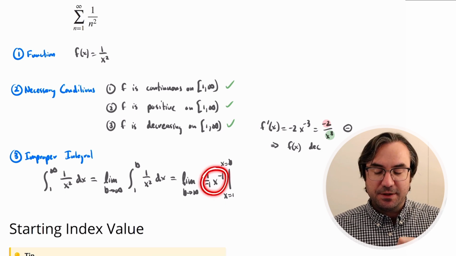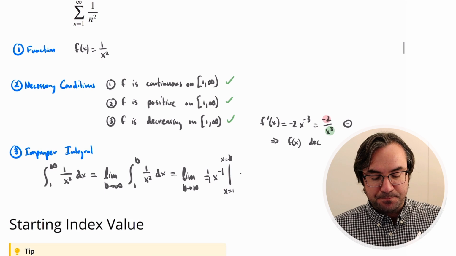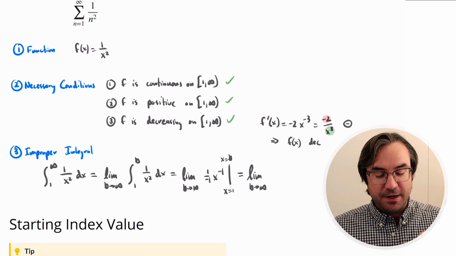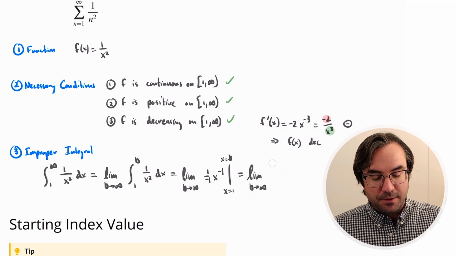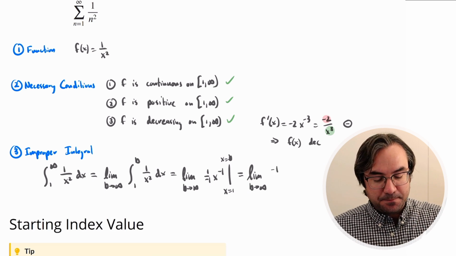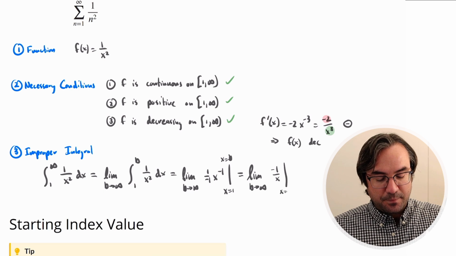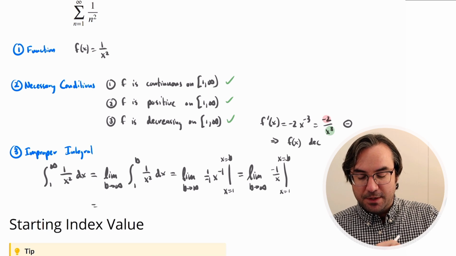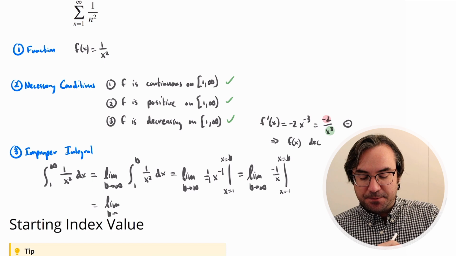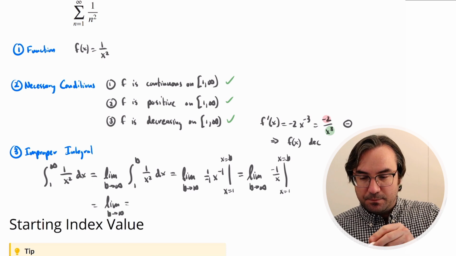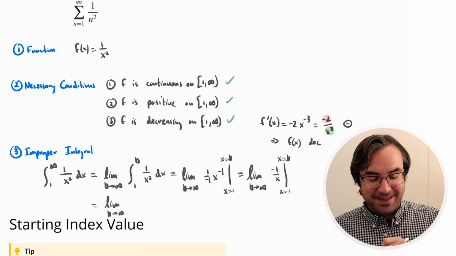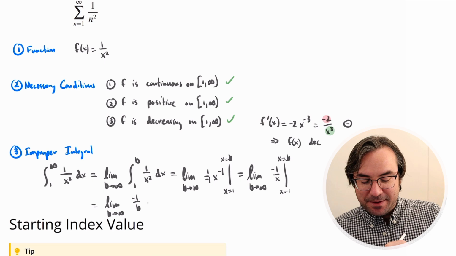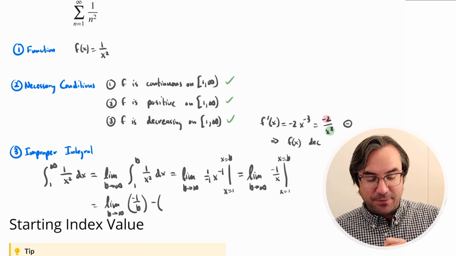Before we do the evaluation, let's clean up our antiderivative a little bit. So in this case, we're doing the limit as b goes to infinity of negative 1 over x, x equals 1 to x equals b. And let's do our evaluation. So top number gets plugged in first. We get negative 1 over b, and then we subtract, and we plug in the 1, the lower bound. So we get negative 1 over 1.